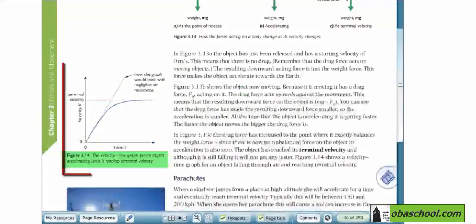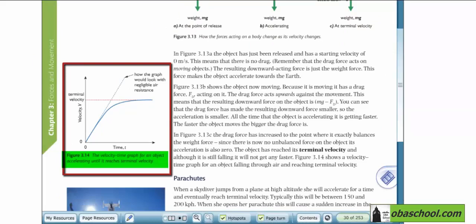We can see these three cases in the graph of figure 3.14 that shows a velocity time graph on the free falling case. The graph at first is an increasing straight line, then it reaches a point where it stops increasing. Here it reached maximum acceleration. And if we want to get the terminal velocity, it is the intersection with the y-axis. The dotted blue line shows how the graph would look with negligible air resistance.